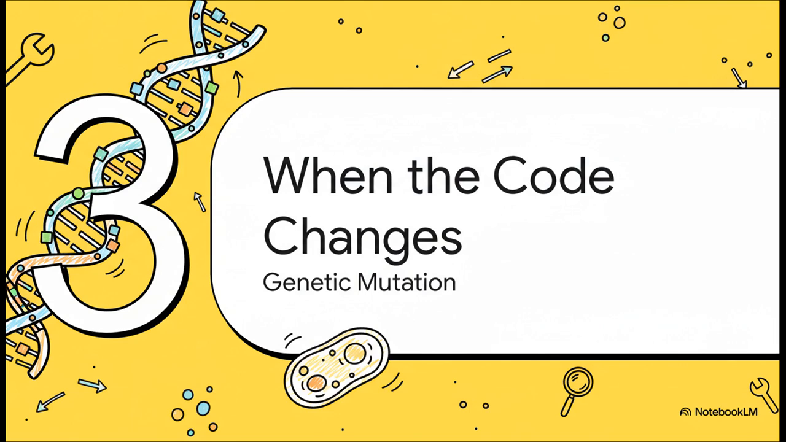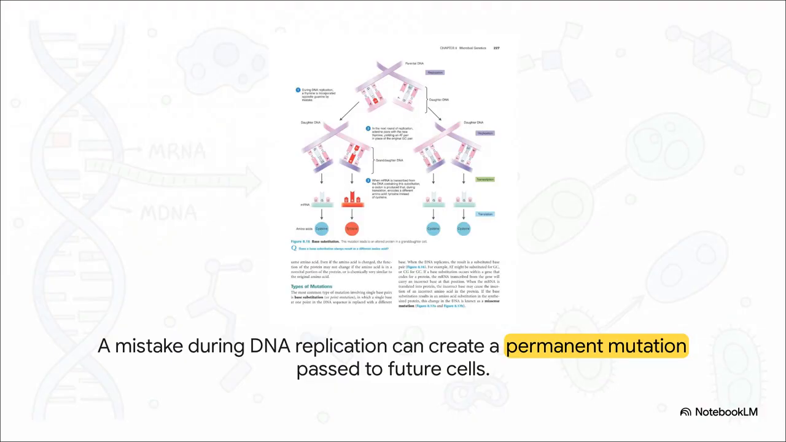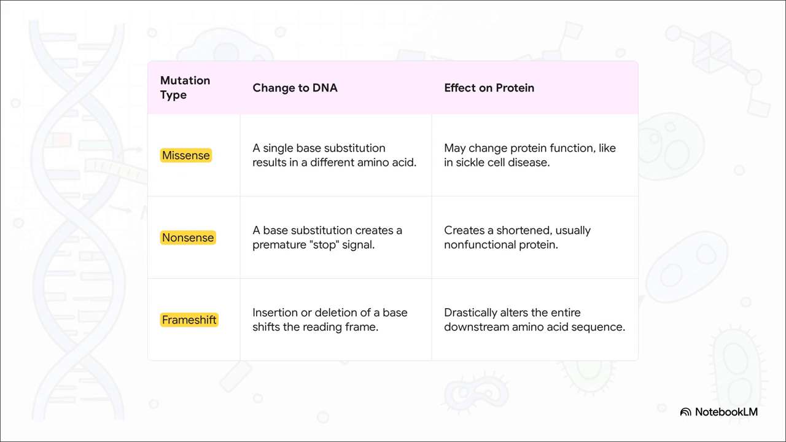So what happens if there's a typo in the master blueprint? A permanent change in the DNA sequence? Well, that's what we call a mutation. It can be as simple as a single typo, one incorrect base put in place while the DNA is being copied. But that small mistake gets locked in and passed down to all future generations, permanently altering the blueprint from then on. And these typos can have wildly different outcomes.